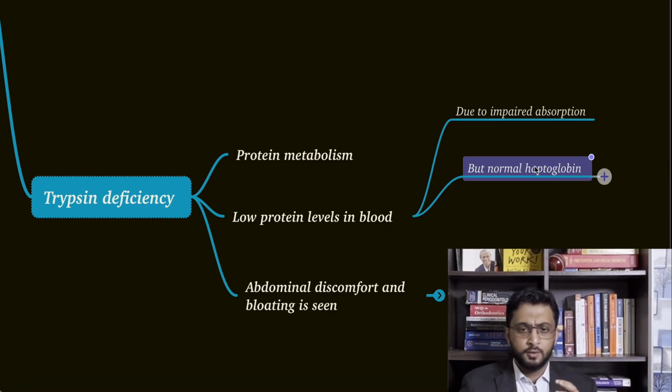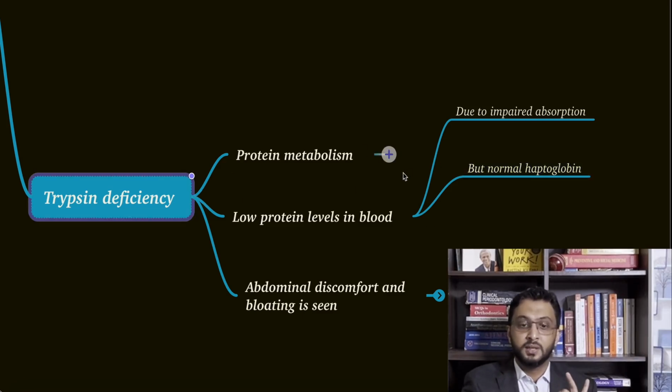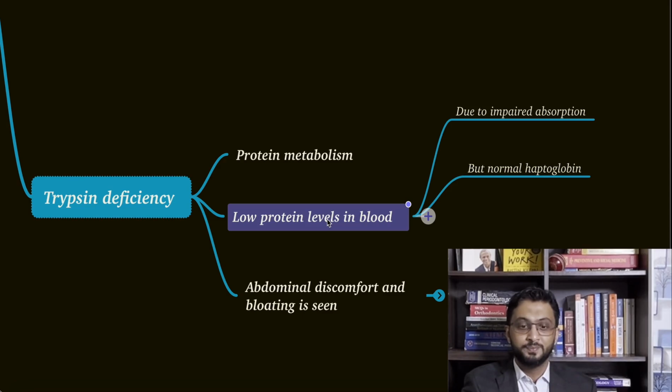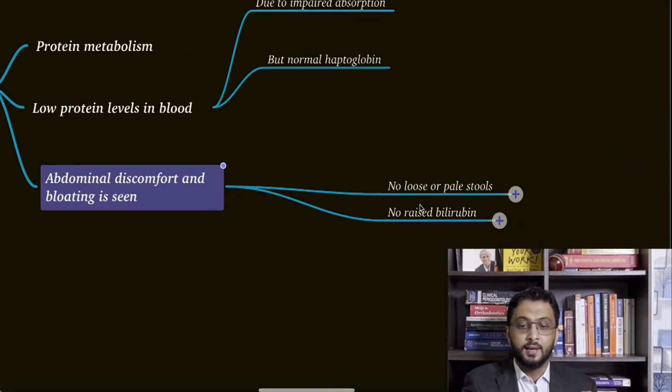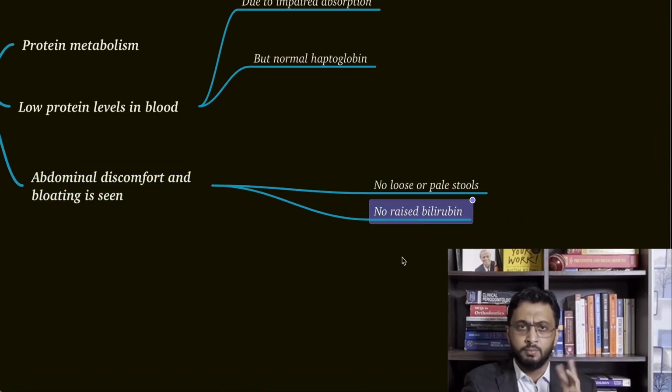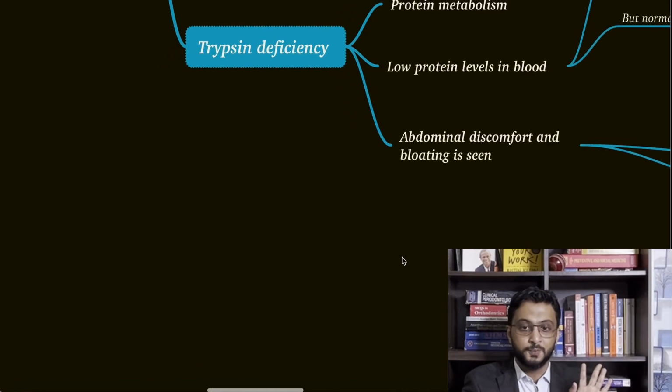Now see, in this question, if I can twist it: normal colored stools, pain, discomfort, normal bilirubin, protein deficiency, then it is trypsin. Where the bilirubin is normal and there is no change in color of stools, then it's trypsin deficiency, because in trypsin deficiency you have low protein and abdominal discomfort, but there are no pale stools and no raised bilirubin. So it can be twisted in this way also. Okay.